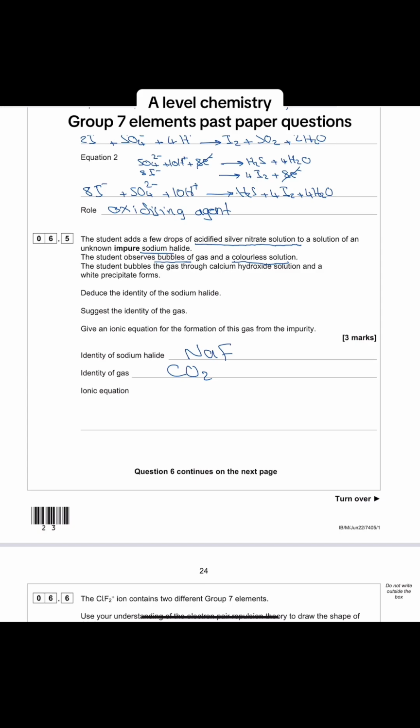The colorless solution means the halide here is the fluoride. So first of all, identify the sodium halide. This is going to be sodium fluoride because we didn't have any precipitate form. Identify the gas. This gas is carbon dioxide that comes from the presence of the carbonate. Then they want you to give an ionic equation for the formation of this gas from the impurity. The ionic equation is going to be the carbonate plus two protons, two H+, that will give us carbon dioxide and water. So this is the ionic equation.